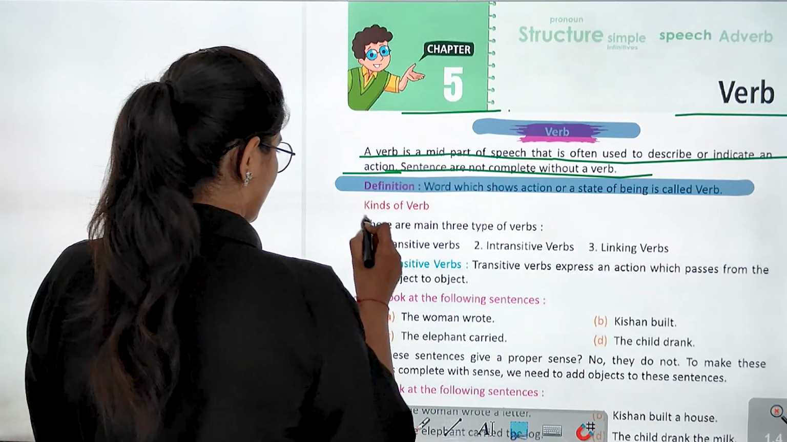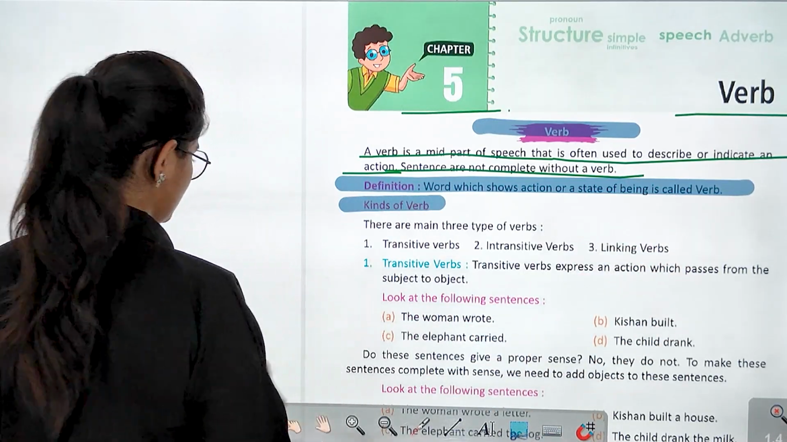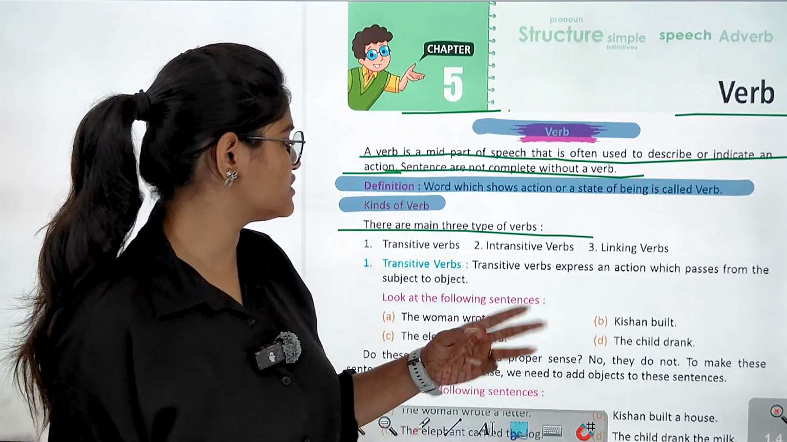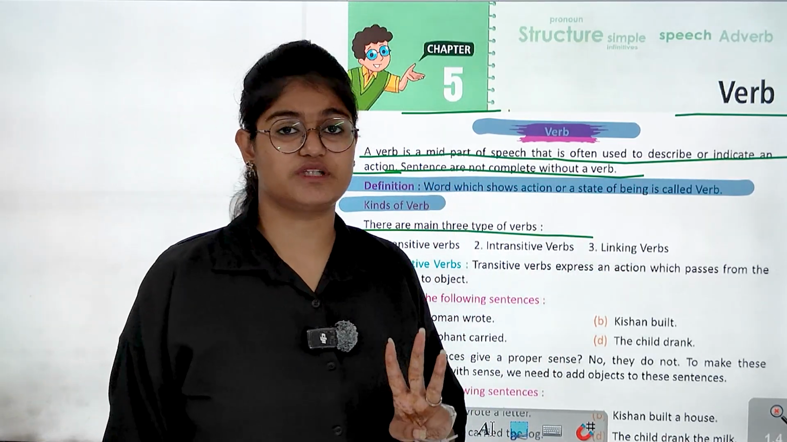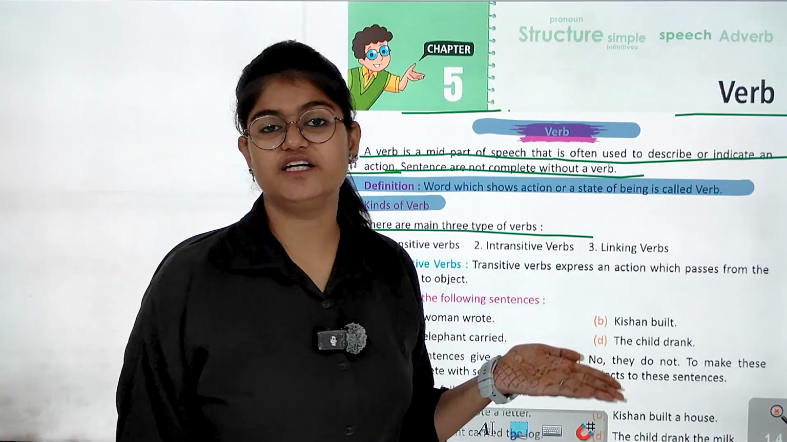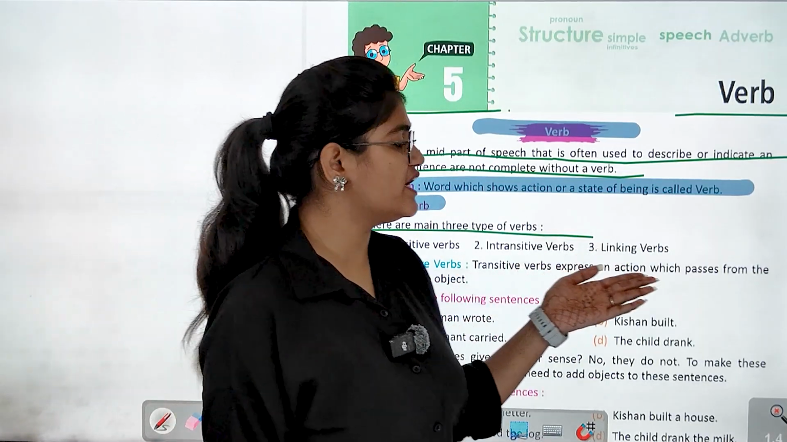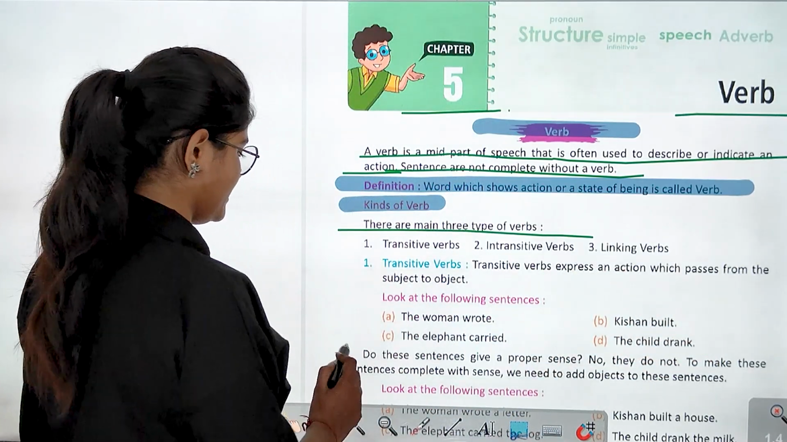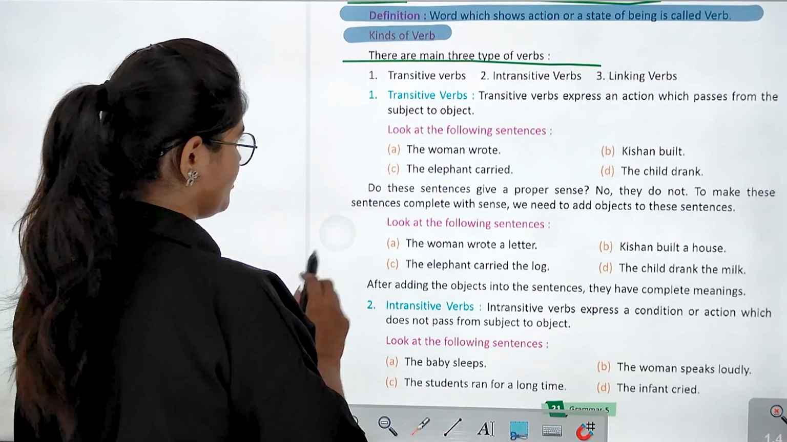Now after that we have kinds of verb. So there are three main types of verb. कि हमारे पास total 3 types of verbs होते हैं. The first one is the transitive verbs, the second one is the intransitive verbs, and the third one is the linking verbs. So let's read and identify more about these kinds of verbs.